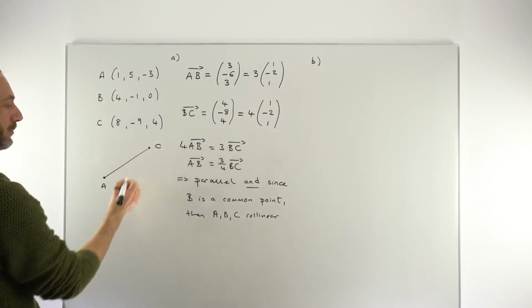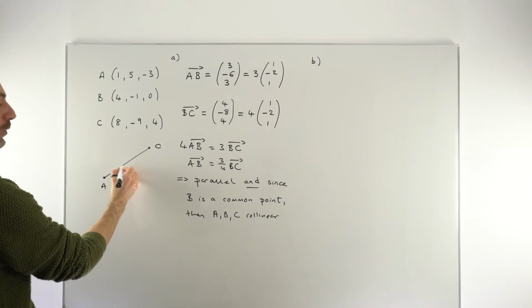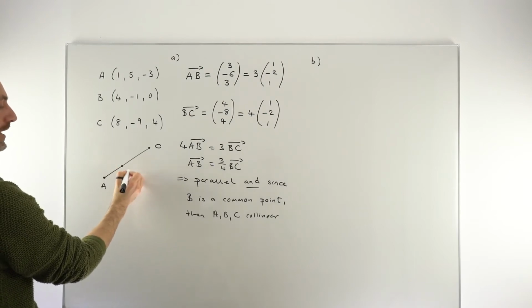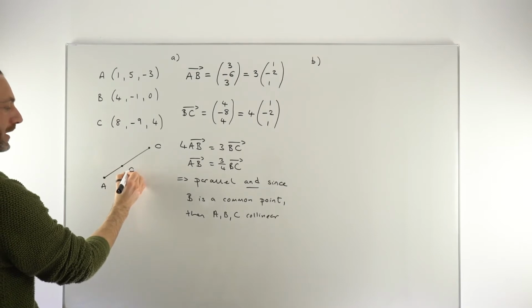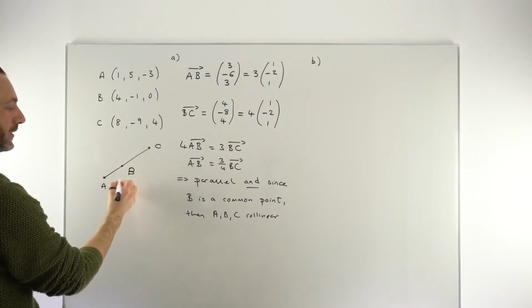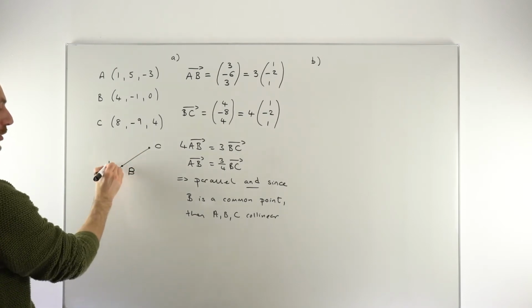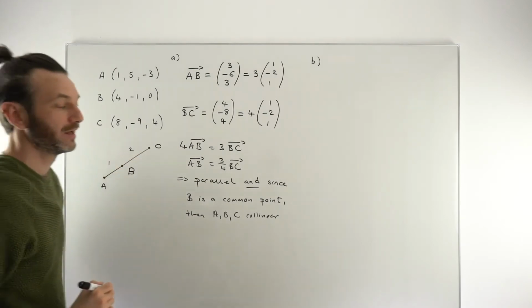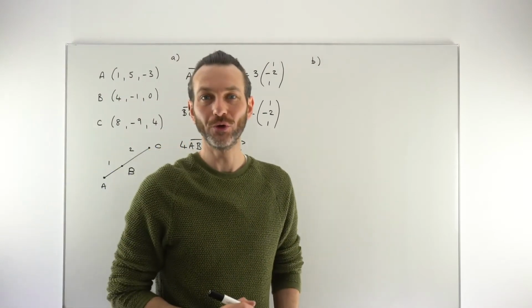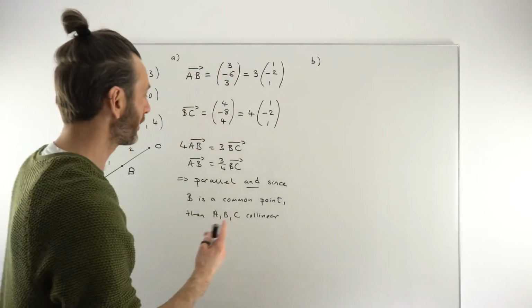So A and C are the endpoints. Wherever point B lies, let's just say that point B lies somewhere here, it's going to be in some ratio between A and C. So it could be the ratio is 1 to 2 or something like this. This question can cause a lot of confusion. It's only a 1-mark question, but I'll give you a little trick.